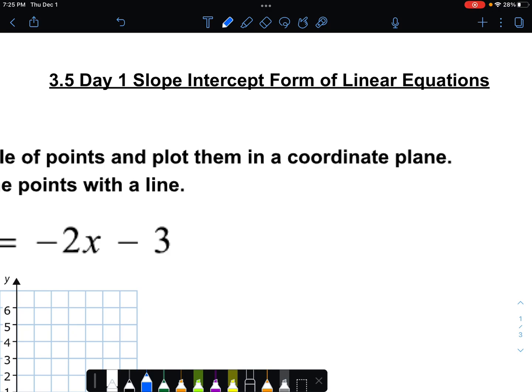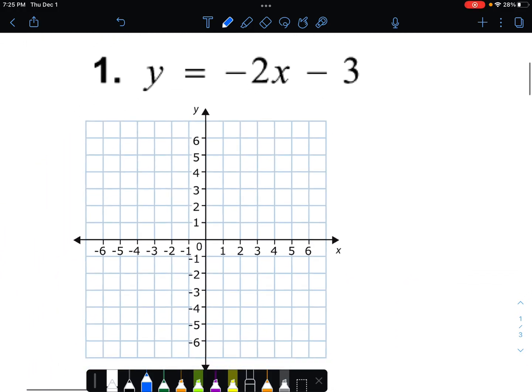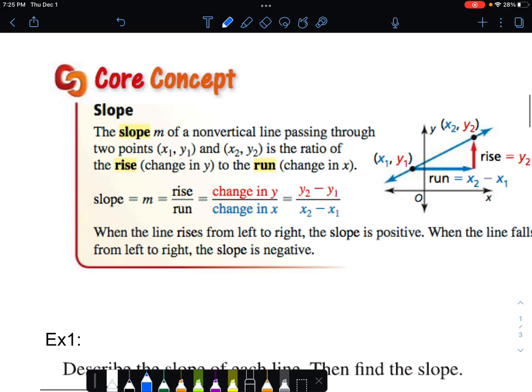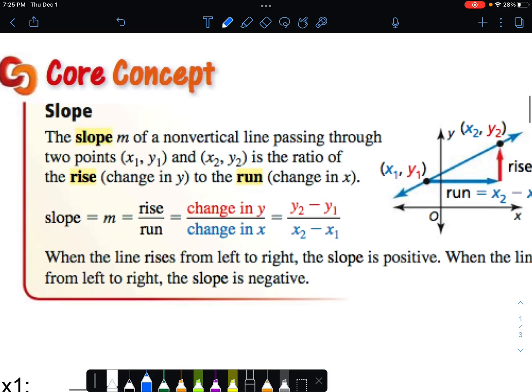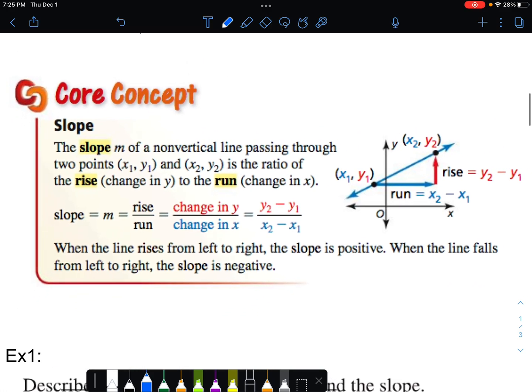So what we're going to look at today is we learned in the past classes about how a linear equation results in a graph that is a line. Well, today we're going to learn about how to describe that line. We're going to learn how to describe how steep it is, whether it's rising or falling in a positive or negative direction. So let's take a look at what all that means. So it all centers around slope, and that's the core concept.